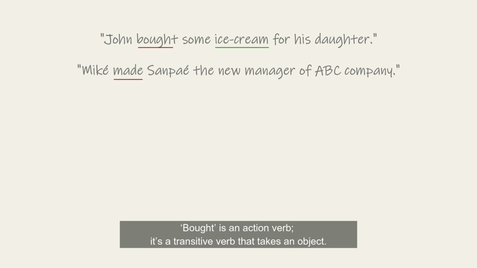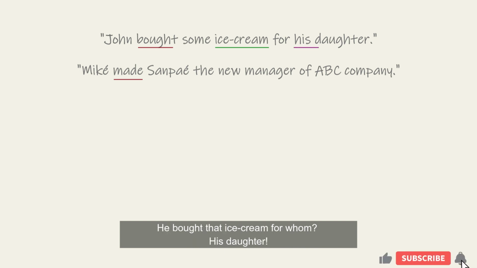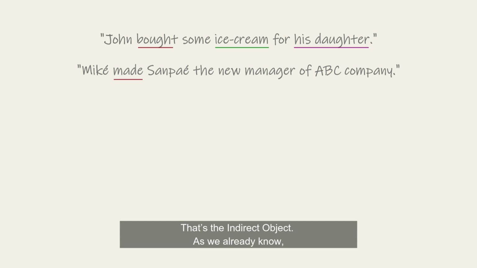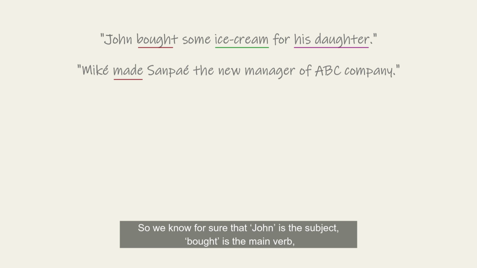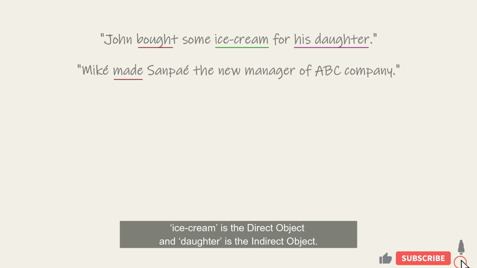It's a transitive verb that takes an object. So the sentence has to be, John bought some ice cream. He bought that ice cream for whom? His daughter? That's the indirect object. As we already know, indirect objects can be removed from a sentence, and the sentence would still make sense. So we know for sure that John is the subject, bought is the main verb, ice cream is the direct object, and daughter is the indirect object.